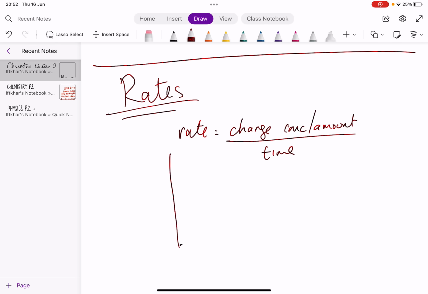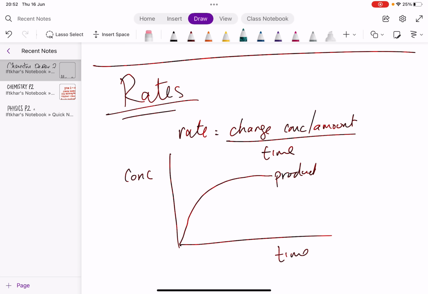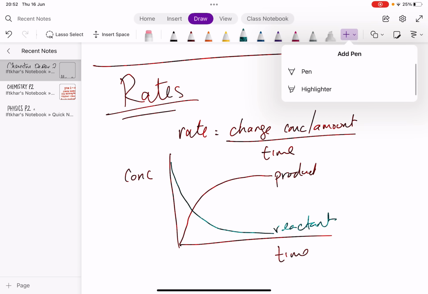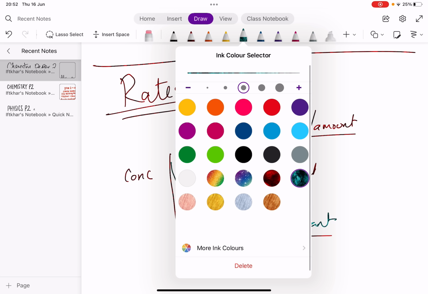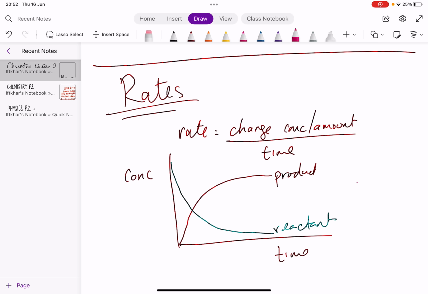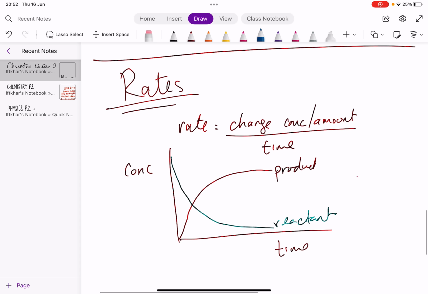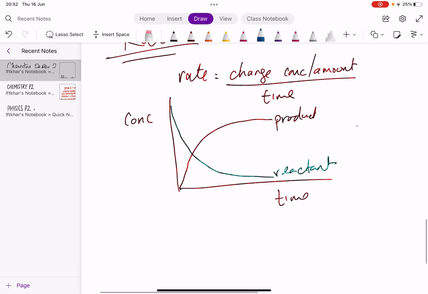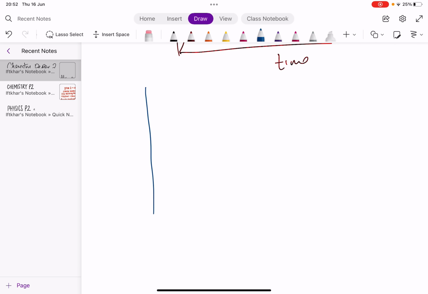In every reaction, if I was to plot a graph of concentration against time, products are formed and reactants get used up. So I would say in most reactions, that's exactly what's happening. So that's on that. Now the other thing I would like to mention is that you've got to be able to work out the rate from a graph of this nature.